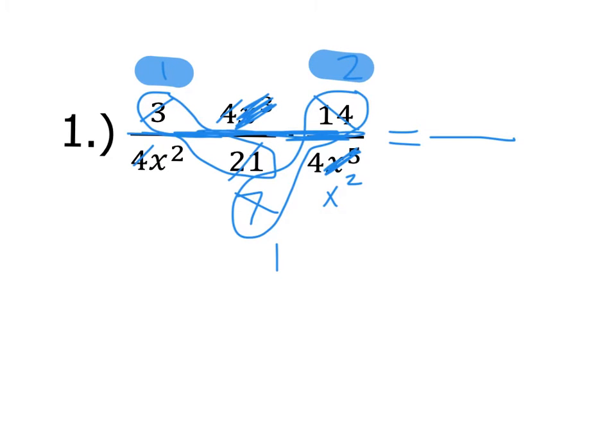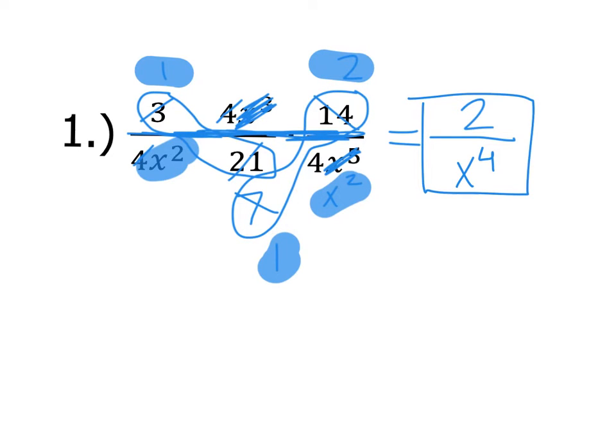1 times 2 is 2. On the bottom, all I have is this x squared, this 1, and this x squared. So it's x squared times 1 times x squared, which is x to the 4th. And that's your answer. So it's important, if you're going to do it that way, that you keep track of everything, cross things out as they cancel, and rewrite things below.